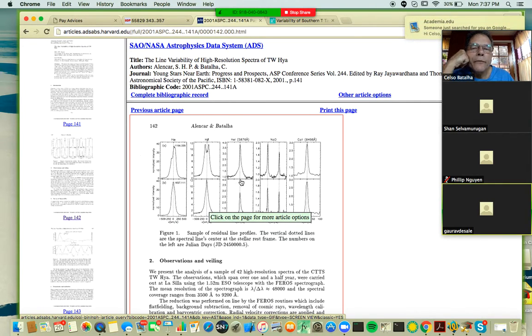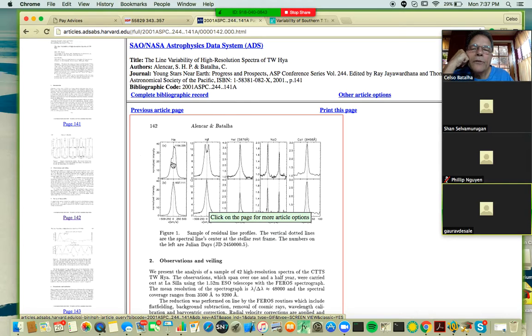The problem is, if you look specifically at, for instance, this helium line, you have a very narrow and symmetric component, and you have a broad line that is not symmetric. In fact, it's kind of off as far as symmetry is concerned.